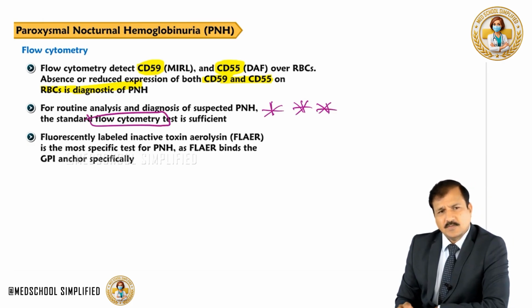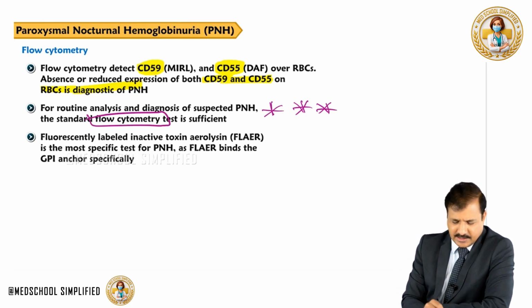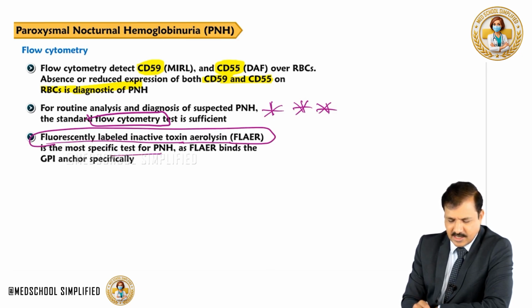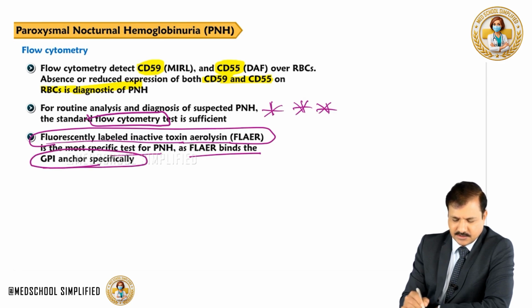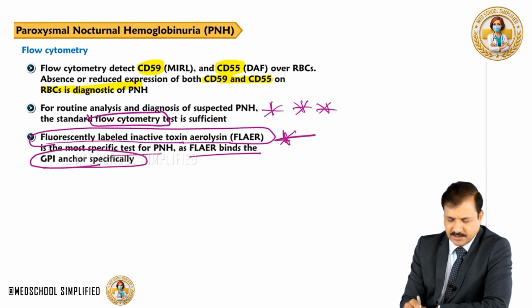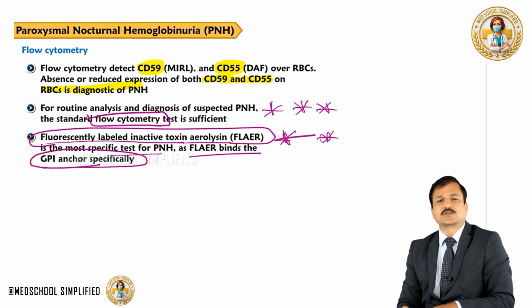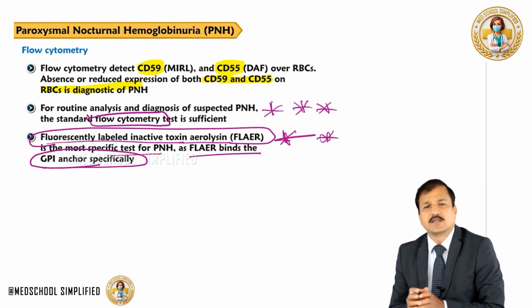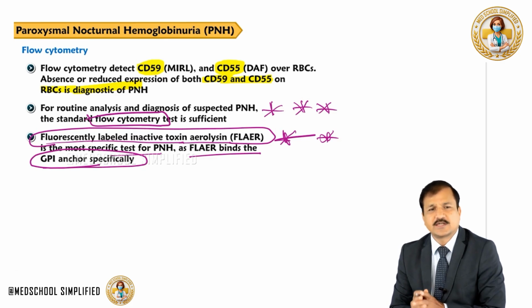Now, a modified flow cytometry, referred as fluorescently labeled inactive toxin aerolysin, which is called as FLAER, is the most specific test for PNH, as the FLAER binds the GPI anchored specifically. So this is the most specific test for paroxysmal nocturnal hemoglobinuria. Remember, the name of the test is a FLAER test. So FLAER is fluorescently labeled inactive toxin aerolysin.